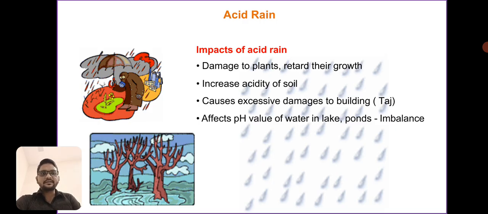And next, it affects the pH value of water in lakes and ponds and creates imbalance. In the Taj Mahal, due to acid rain, its appearance changes. Acid rain also increases the acidity of the soil, affects plant growth, and affects the pH value of the water in lakes and ponds, creating imbalance.